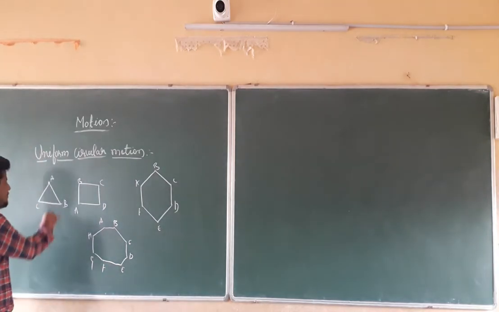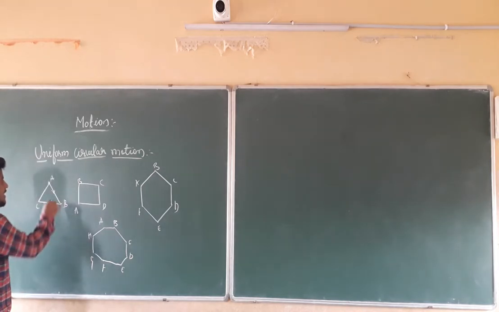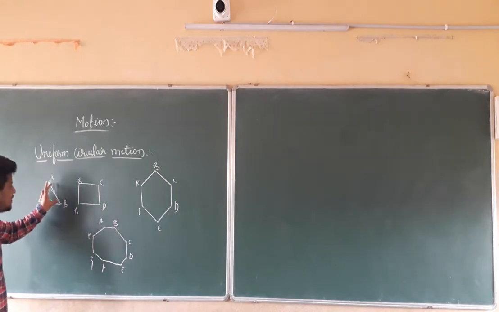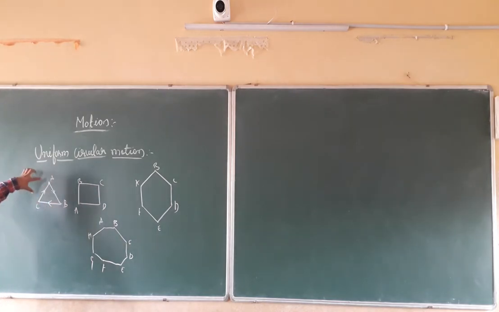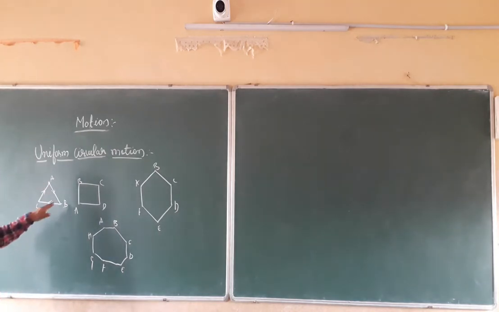Now, if an athlete starts from point A, he is going to move along this side with uniform speed, then along the next side with uniform speed, from A to B, B to C and C to A again, with a uniform speed. If it is moving with uniform speed, the speed along AB is equal to the speed along BC is equal to the speed along CA. The magnitude of the speed will be equal. But what happens when it changes direction at point B? Is it possible that it is going to travel at the same speed?